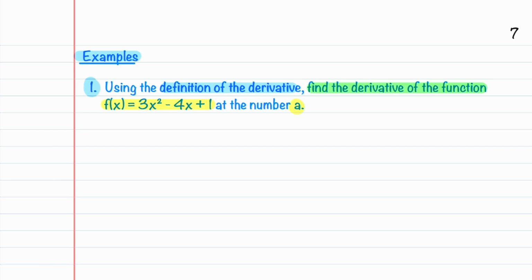There are two limit definitions of the derivative that we can choose, and I'm going to choose the one that has the h in the denominator. This is f prime at a is equal to the limit as h goes to 0 of f of a plus h minus f of a, all divided by h.